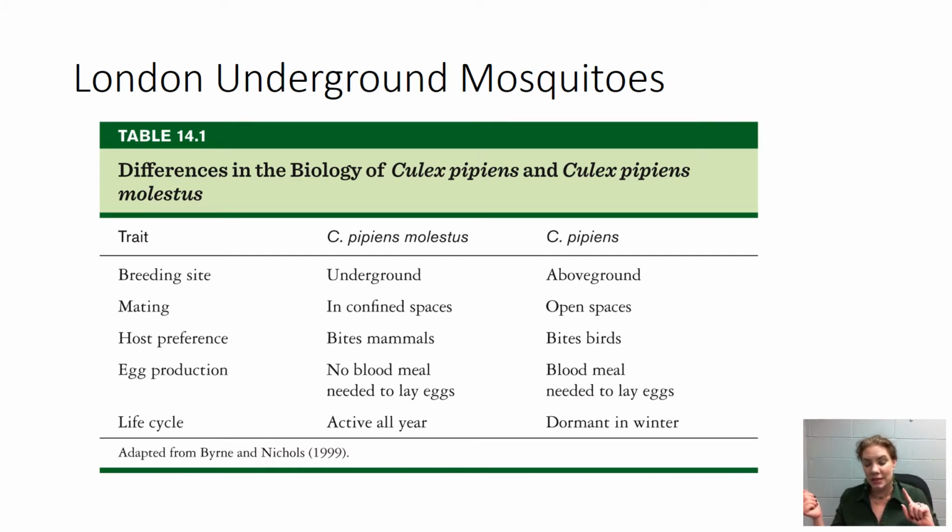Last but not least, the regular Culex pipiens go dormant in the winter when the temperatures fall and it's cold outside, and the molestus do not. They are active year-round, so you're just as likely to be bitten by a mosquito in February as you are in July. That's just terrific. So, my question to you in this next slide is, what do you think? Do you think that these mosquitoes should be considered a fully separate species at this point? Yes? No? Not sure? Let me know in the next slide.